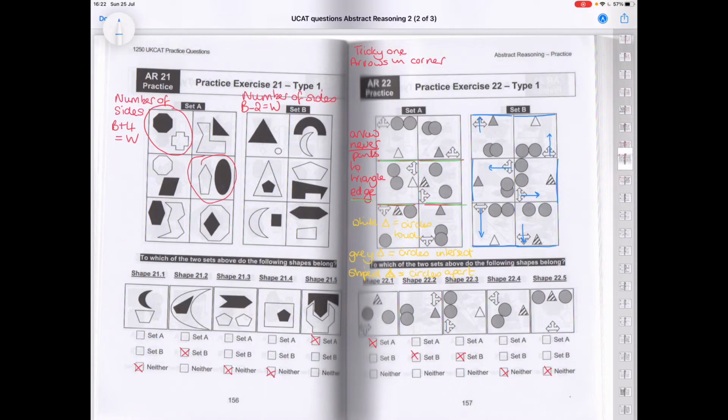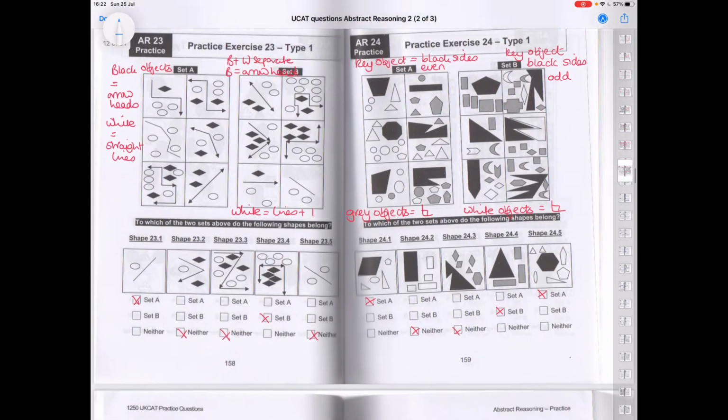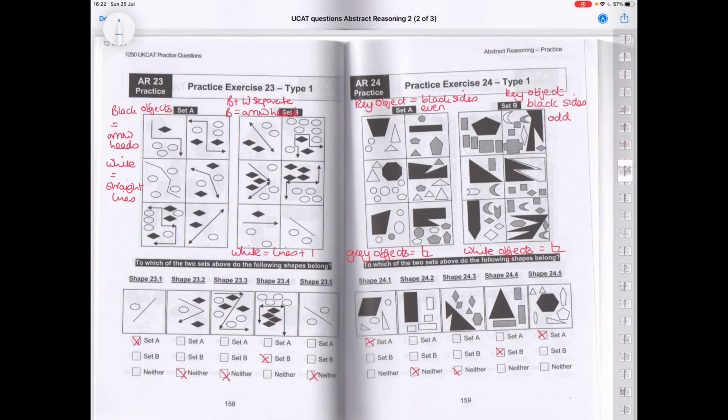Okay, so let's look at the next one, 23. This was a lot more straightforward after the last one, almost a bit of a relief really. The black object equals the number of arrowheads, and the white object equals the number of straight lines on the left hand side in set A. Couple more similar rules in set B.